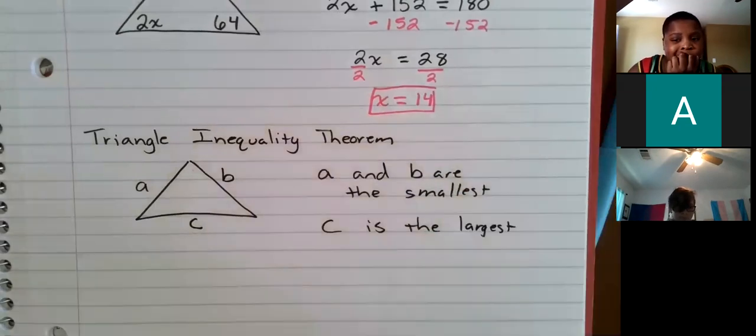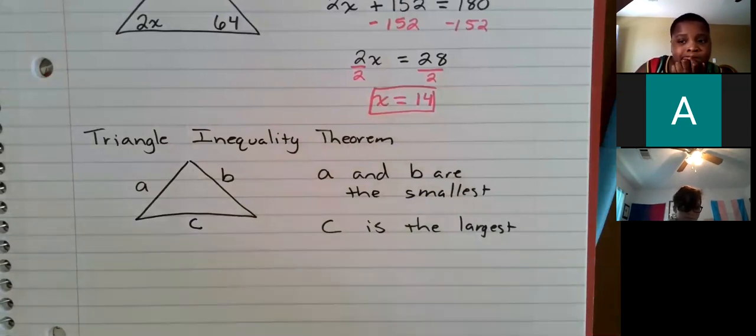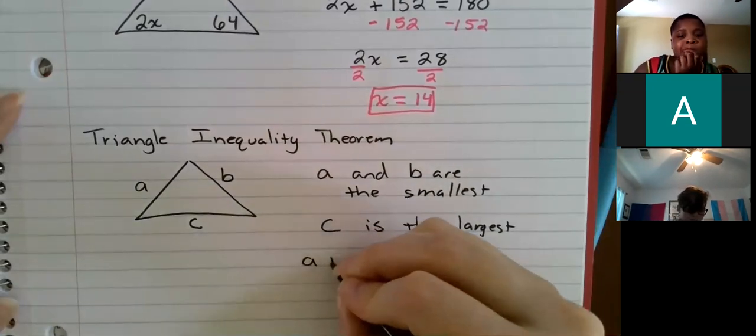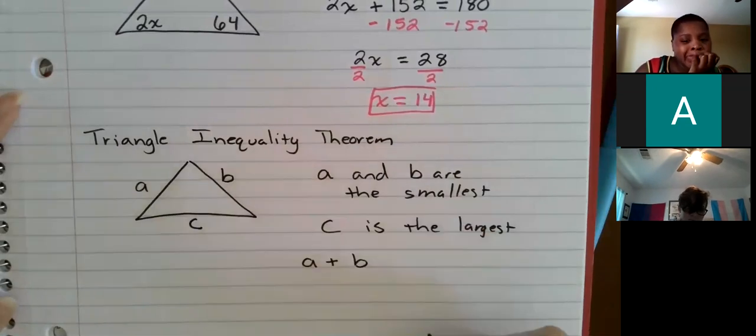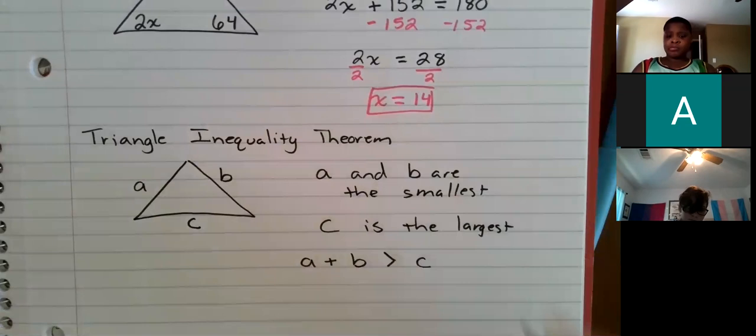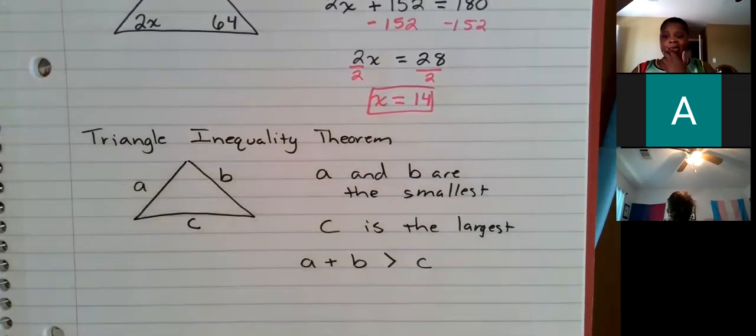So if this is the truth, if A and B are your smallest sides and C is your largest side, then when you add A and B together, it has to be greater than the value of C. Otherwise, it won't make a triangle. That's correct. So I wish I had my connecting sticks. My kids have taken them now. They have become a toy to them.